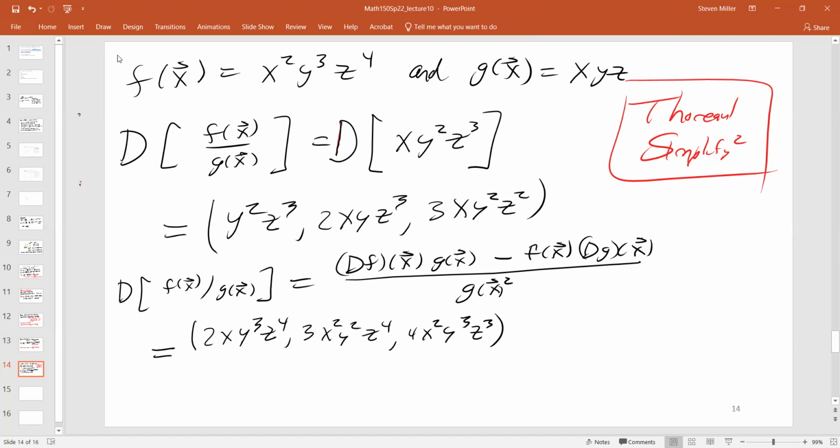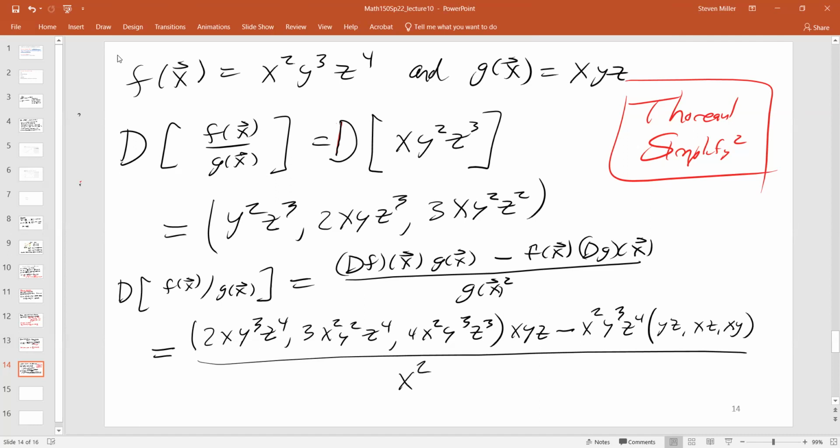We multiply this by g of x, which is x, y, z. Right? Then we subtract f of x, which is x squared y cubed z to the fourth, and we multiply that by the derivative of g. What's the derivative of g? And then we have to divide by g of x squared, which is x squared y squared z squared. And when you look at it, it's not immediately clear that these two are going to be the same.